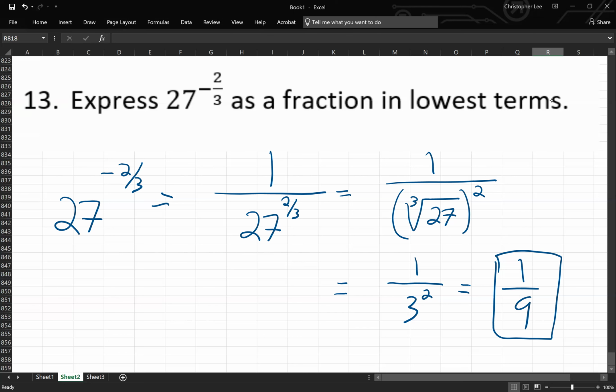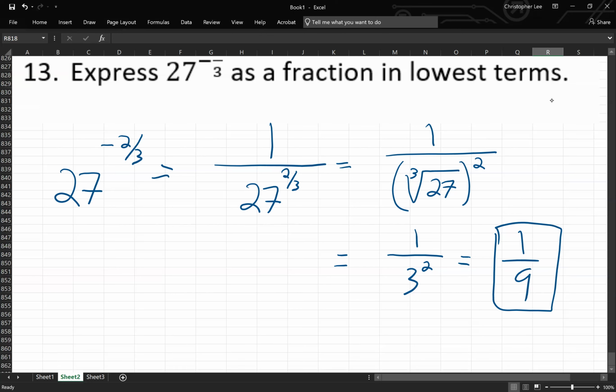Now, how many people here knew that the cube root of 27 was 3? You did, that's it. All right. Yeah. All right, I'll be honest with you, I didn't know that.